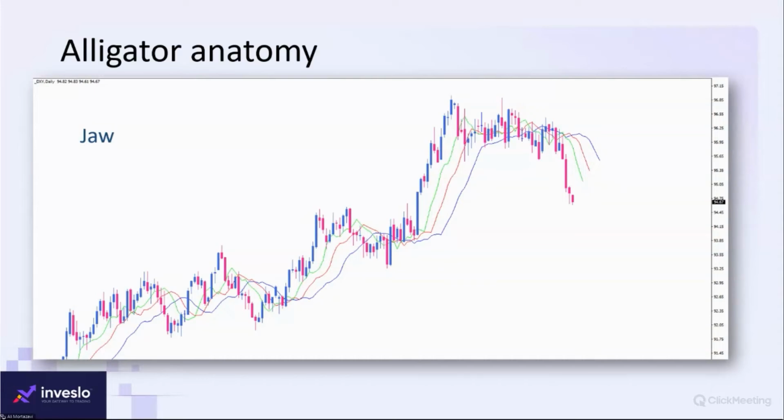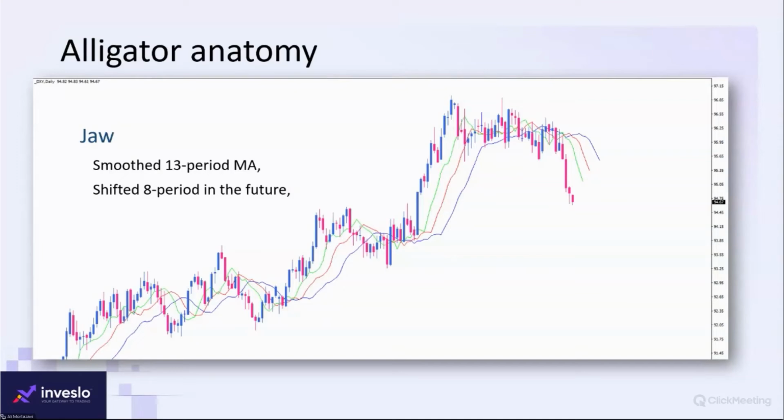And of course, the third line called jaw, the blue line here you see at the top, is a 13 smoothed moving average with an offset of 8 periods into the future. And this is what the alligator actually looks like now.